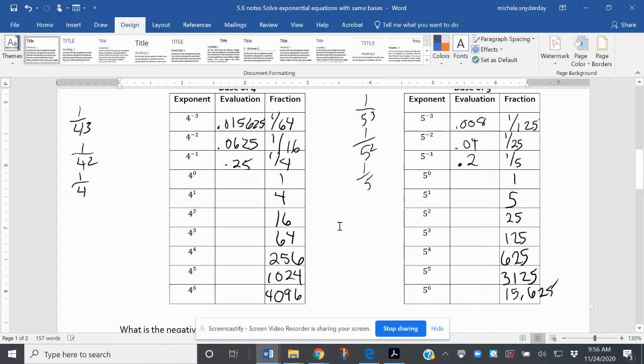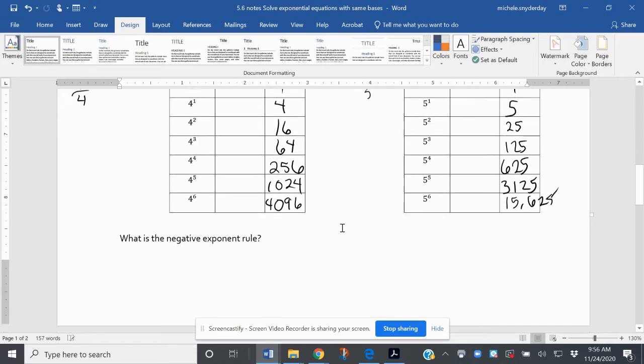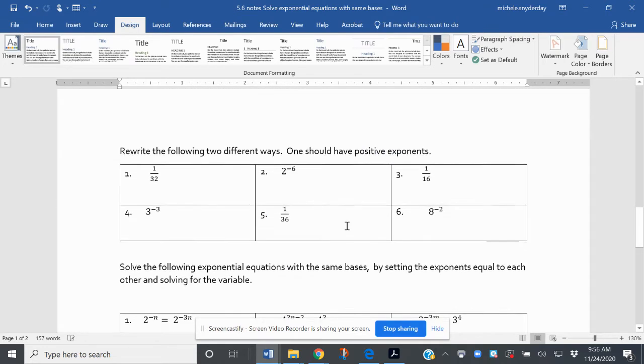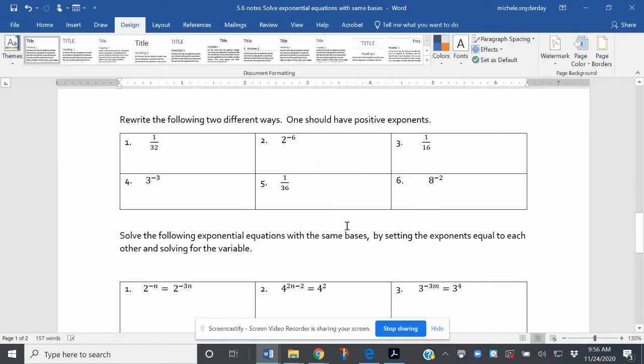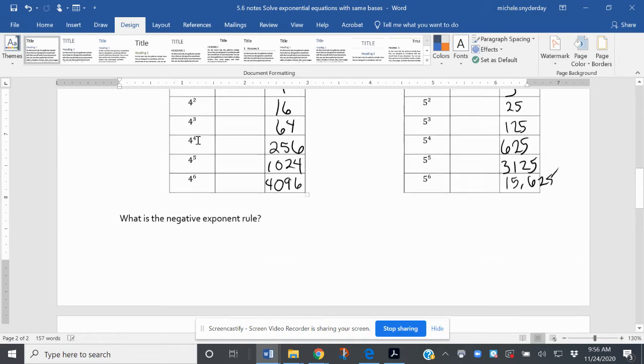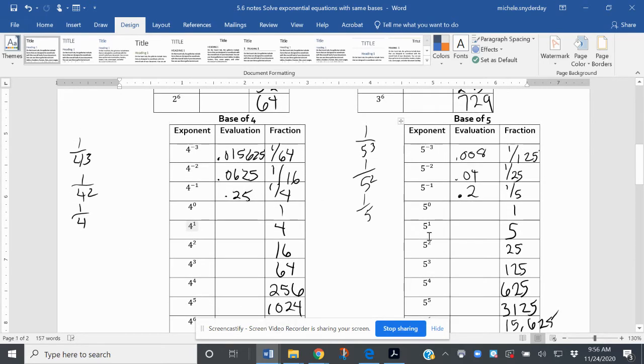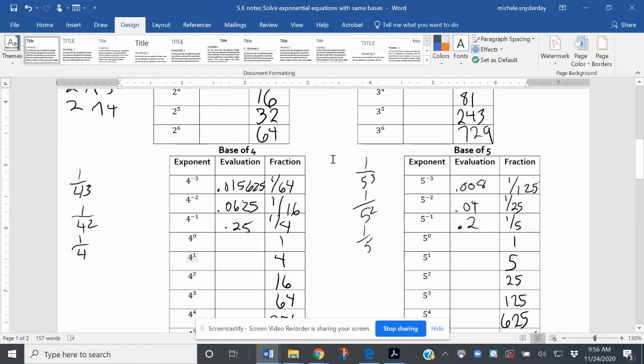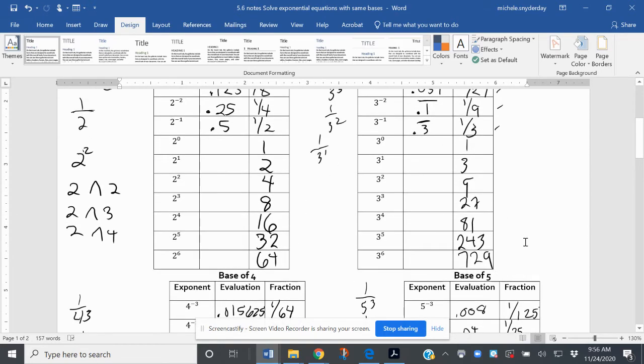Alrighty, so we're going to do a little pre-activity. It says rewrite these following things in 2 different ways. One of them should have a positive exponent. Well, if we look back at our chart, we're looking for something that has a 32 as a result. So if we look back up here, we're looking for a 32, nothing in the 5s, nothing in the 4s, nothing in the 3s, but right here, 2 to the 5th power is 32.